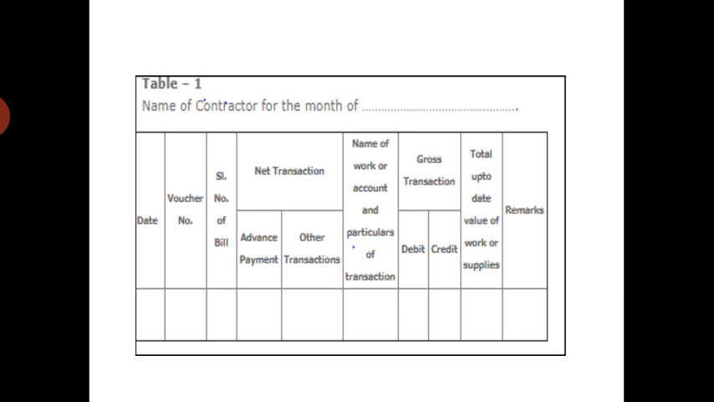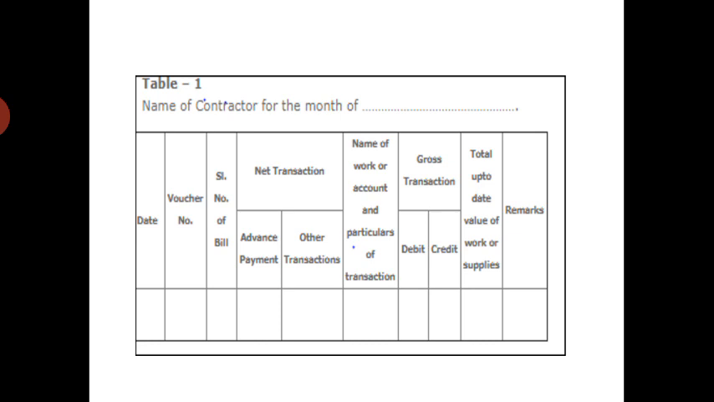Then gross transactions: whatever the debit is, how much it is, how much credit there is, then the total up to date value of the work or the supplies. That means how much is pending and how much has to be completed; all those things have to be entered. And the remarks, the very important thing, is the remarks.